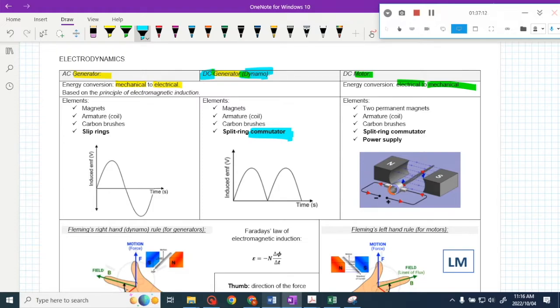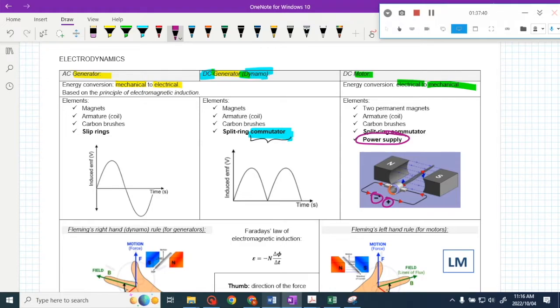You can even just call it the commutator, but you must include the term commutator. So in your AC generator, slip rings; in the DC generator, split ring commutator. Your motor, the biggest difference is that you have a power supply. Remember, current always flows from positive to negative. Current is conventional current, from positive to negative all the time.